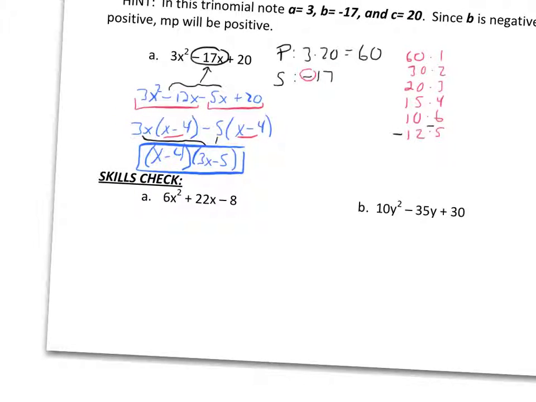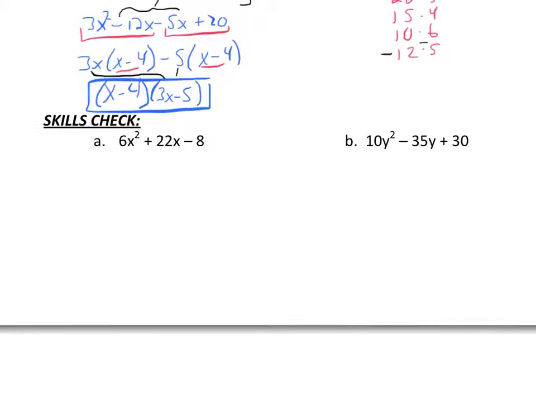Alright, so let's take a look at our next one. We're looking for, again, a product of 6 and negative 8, so negative 48, and a sum of 22. Our factors there would be 2 and 24.